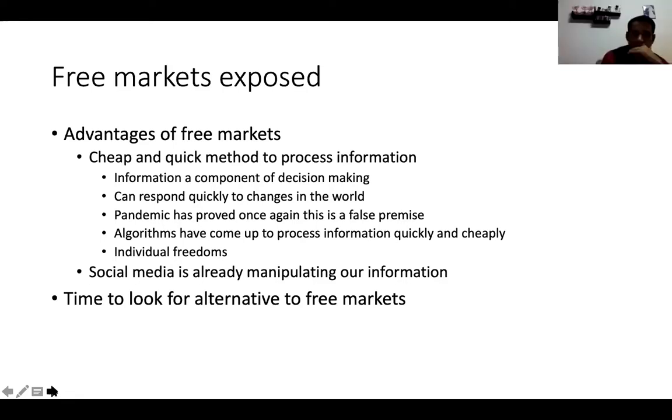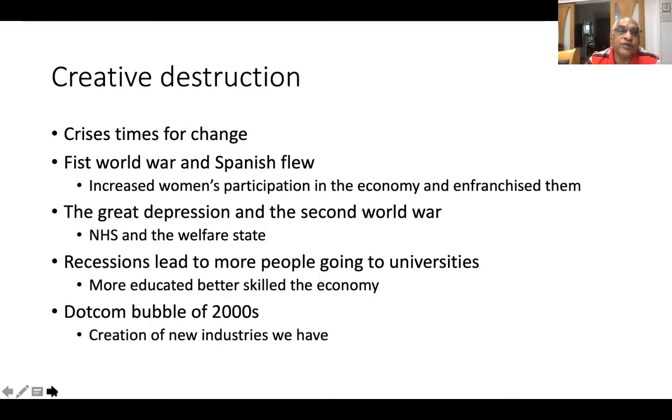Another argument is the individual freedoms that the market gives. But we know there is no freedom unless we have some amount of income to exercise that freedom. Social media is already manipulating our information, changing our mind. It is time to look for an alternative to the market. It is a time for creative destruction.